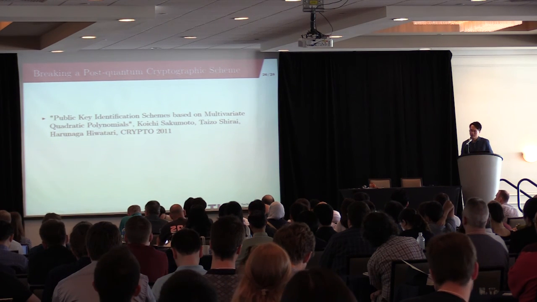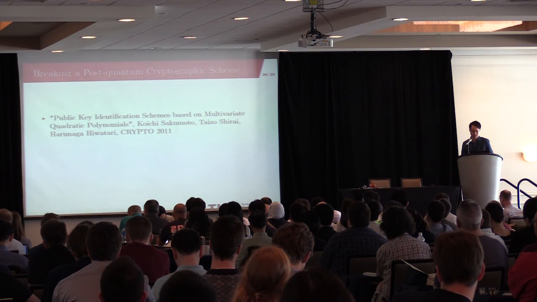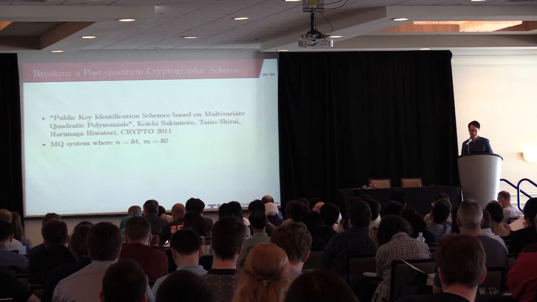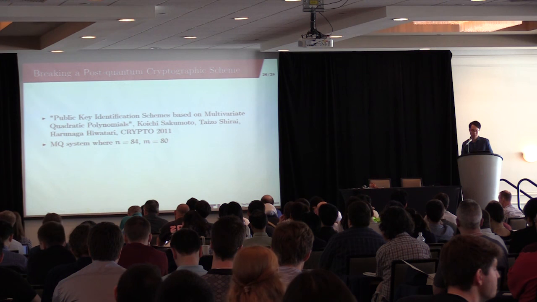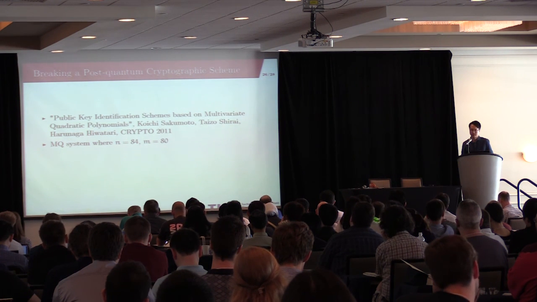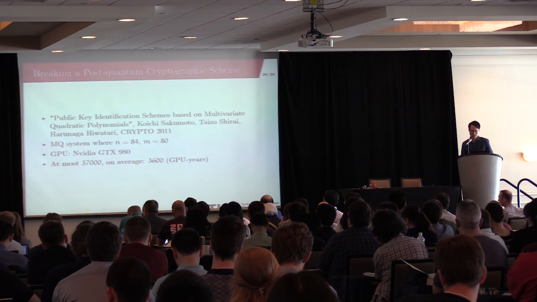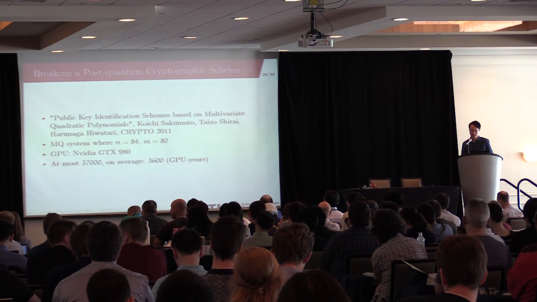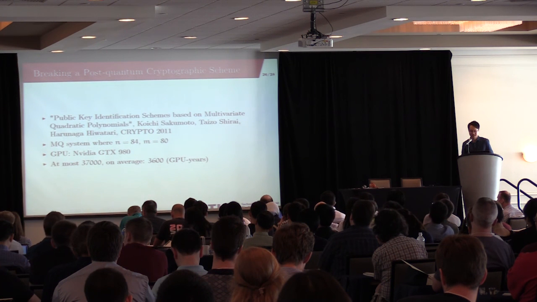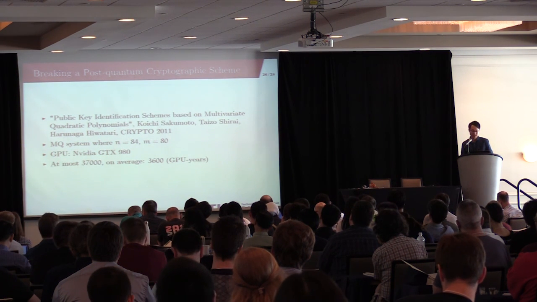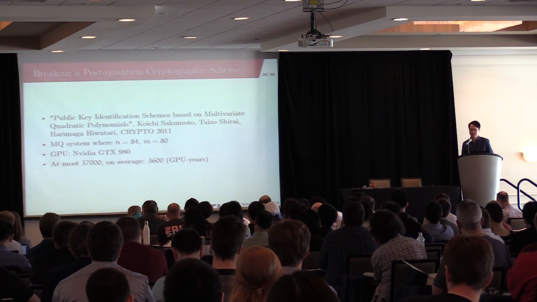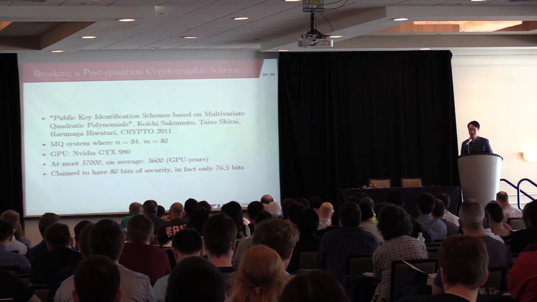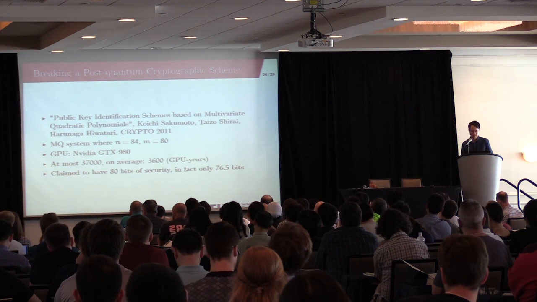To further analyze the effect of this, we test our software with the MQ system of a particular cryptographic proposal from 2011. Its security is based on an MQ system with 84 variables and 80 equations. We show that it's possible to solve this MQ system with at most 37,000 GPU years, but on average you only need to find a solution, so the time required for that is much less, as you can see. We also analyzed the number of operations needed to solve this MQ system, and it's a bit less than claimed.